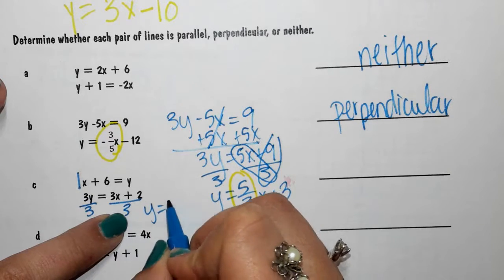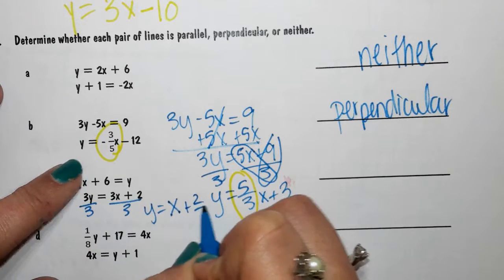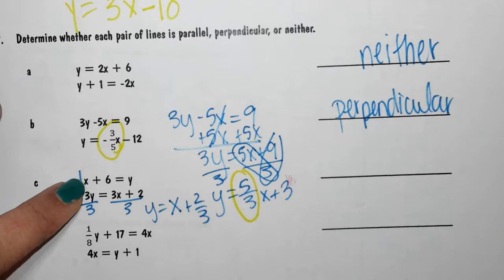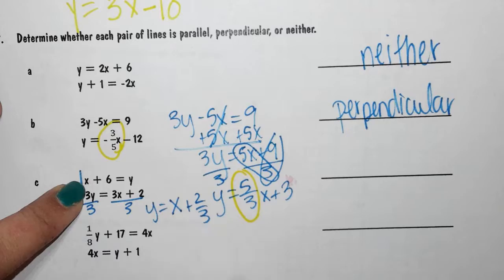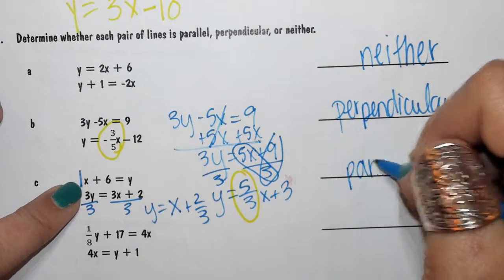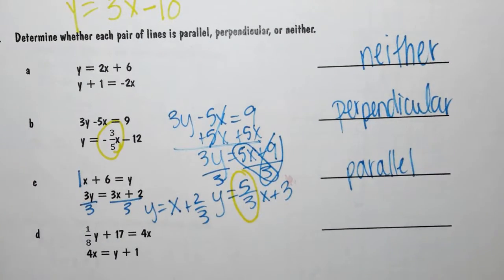So 3 divided by 3 is 1, and the 2 divided by 3 is 2/3. Now, this has a slope of 1. This has a slope of 1. What are they? Parallel. I said parallel.